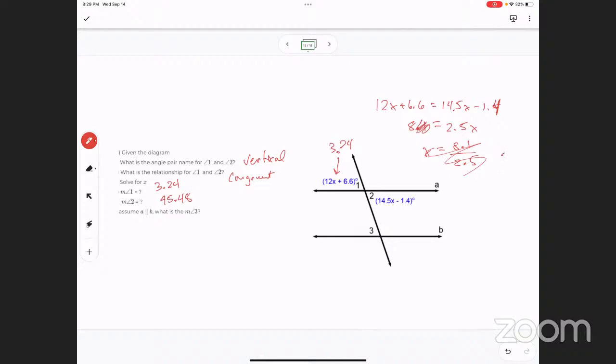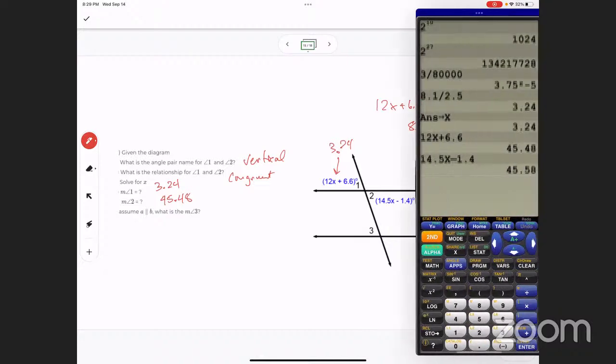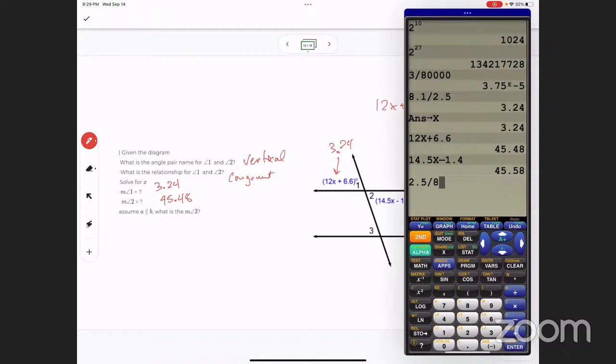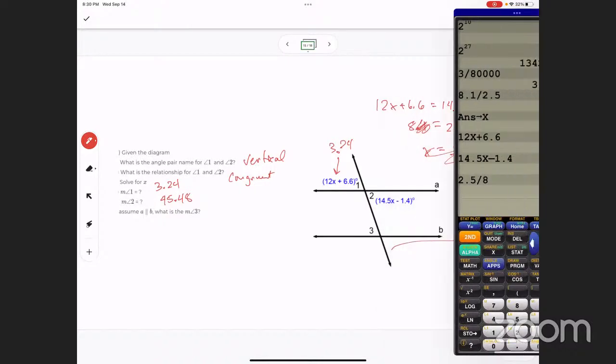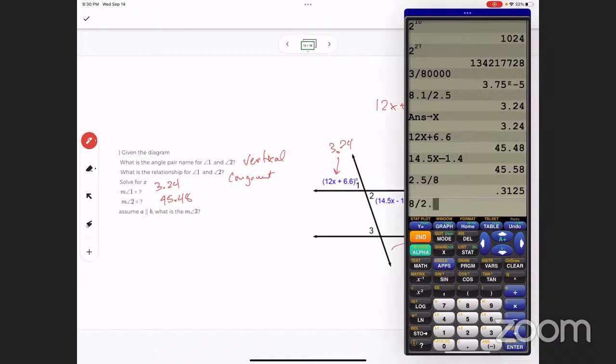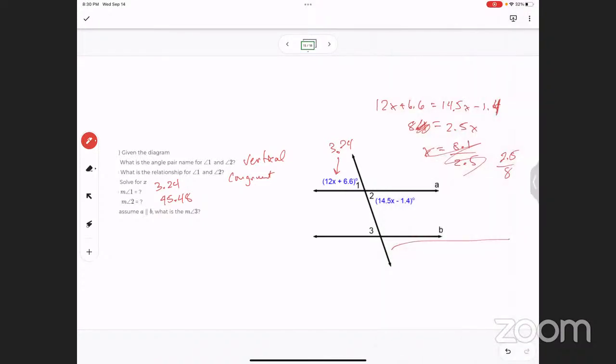Okay. So it's 2.5 divided by 8, whatever that is. Sorry, is it 8 divided by 2.5? Yeah, I did it wrong. 8 divided by 2.5. 3.2. 3.2 is your answer.